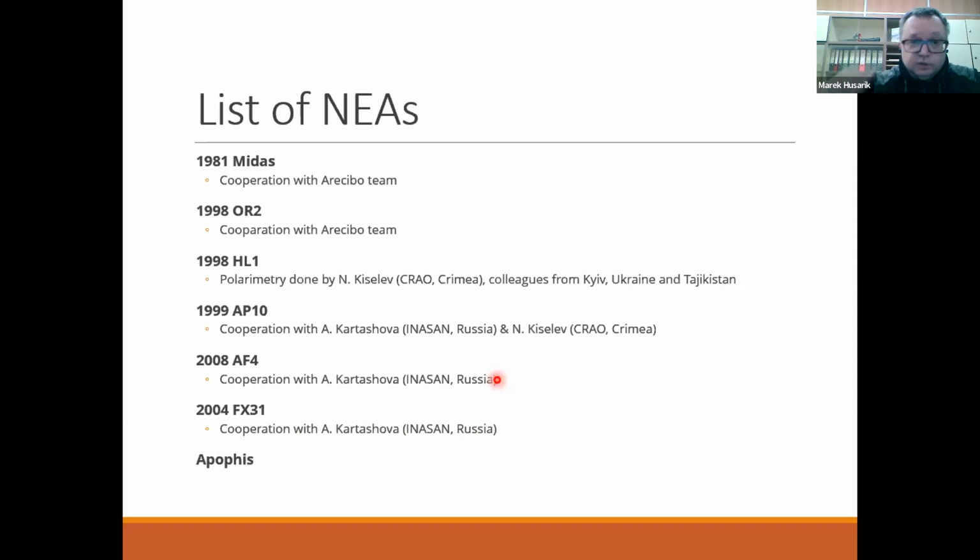Here is a list of NEAs. I will present some results. Here you can see that we have some cooperation with the Arecibo team. This object was observed also with Arecibo. These three or four asteroids are in collaboration with colleagues from Crimea, from Russia, Tajikistan, and finally I will present some results about asteroid Apophis.